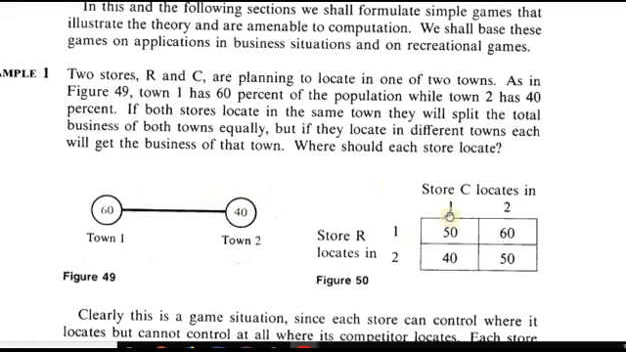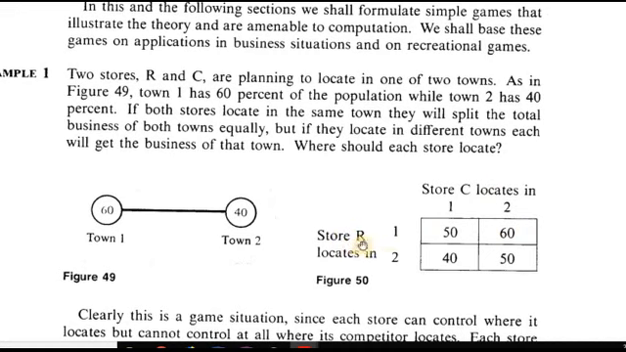All right? If both stores locate in town 1, the payoff is 50. If store R locates in town 1 and store C locates in town 2, then store R gets 60% of the business. So that means that this 60 refers to store R's payoff. All right? So all these numbers refer to store R's payoff. Now if store R gains 60%, that means store C loses 60%. So here's where you have the zero sum. Whatever is store R's gain is store C's loss.